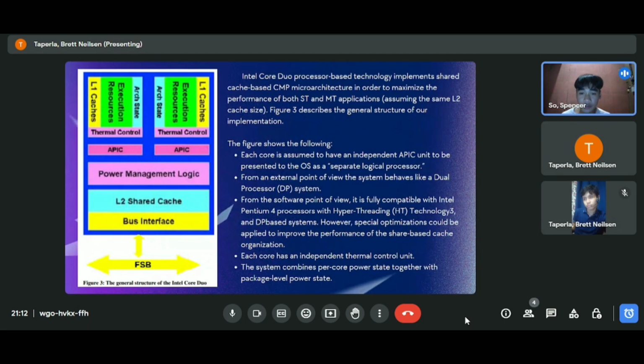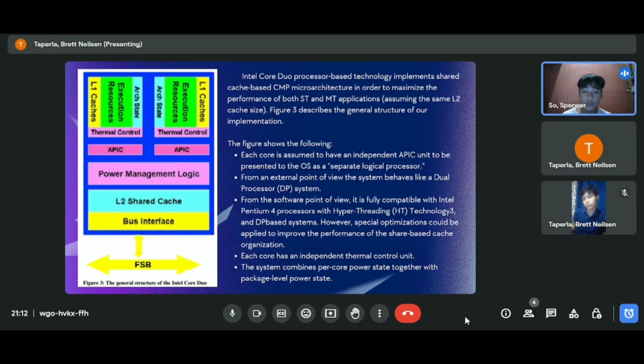So Intel Core Duo processor-based technology implements shared cache-based CMP microarchitecture in order to maximize the performance of both ST and MT applications, assuming the same L2 cache size. In figure 3, it describes the general structure of the implementation. The figure shows the following. Each core is assumed to have an independent APIC unit to be presented to the OS as a separate logical processor. So from an external point of view, the system behaves like a dual processor system.